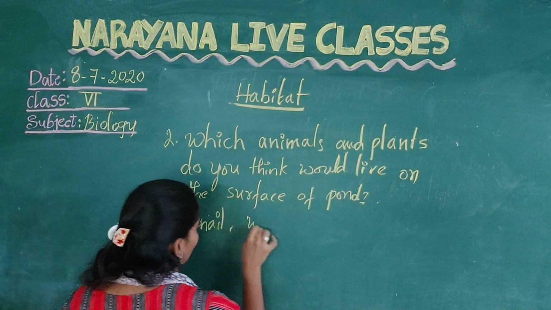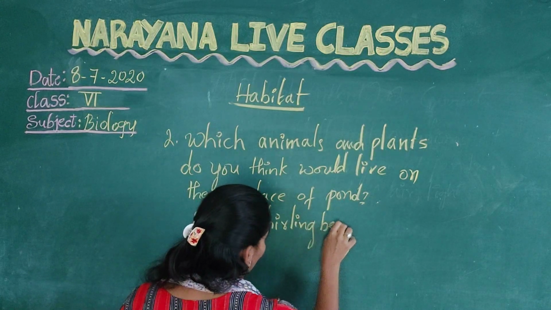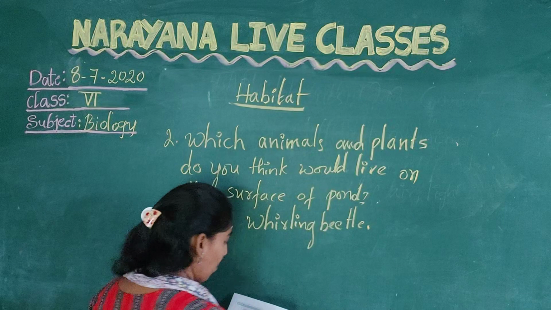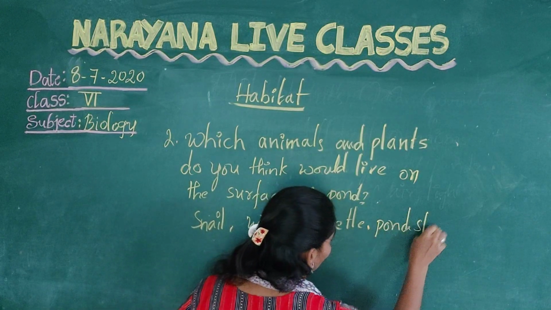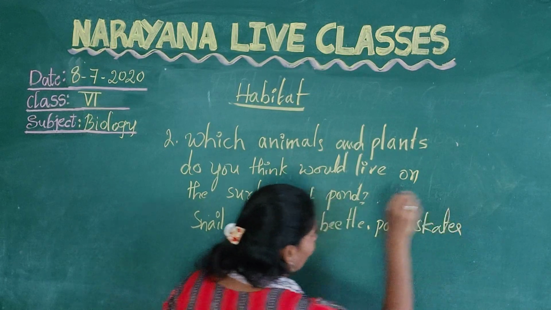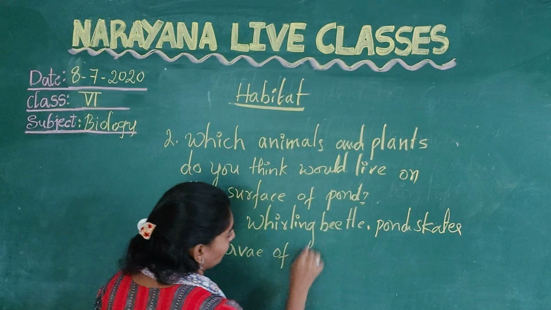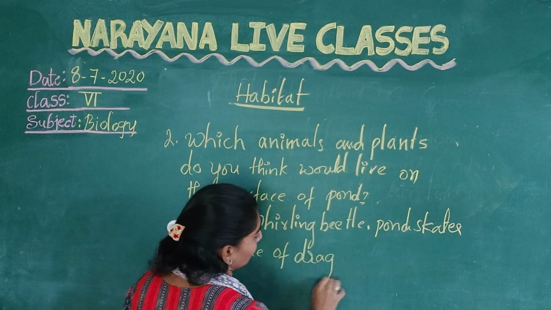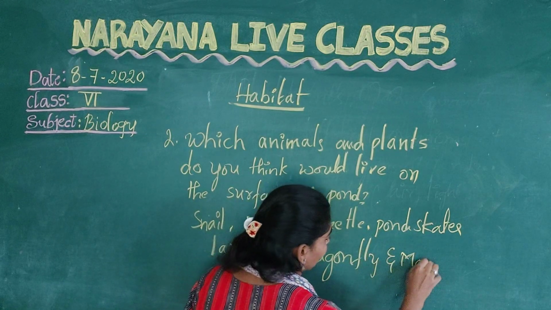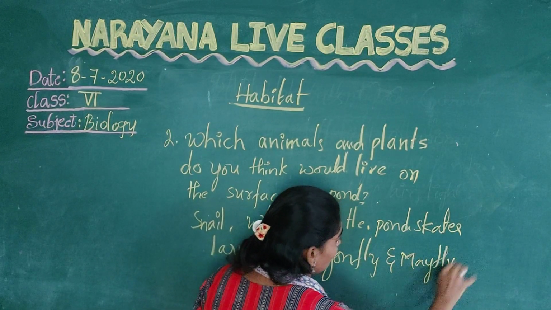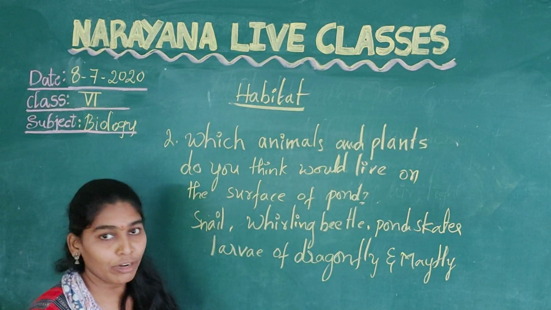Snail, whirling beetle, pond skater, and many larvae of dragonfly and mayfly. These are the insects and larvae we can see on the surface of the pond region.